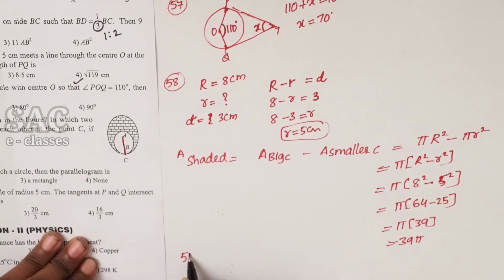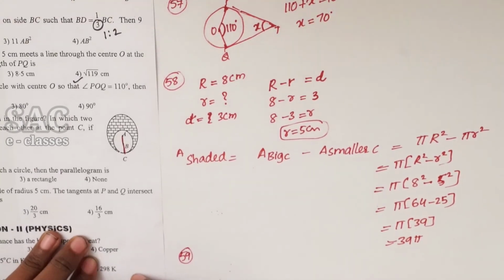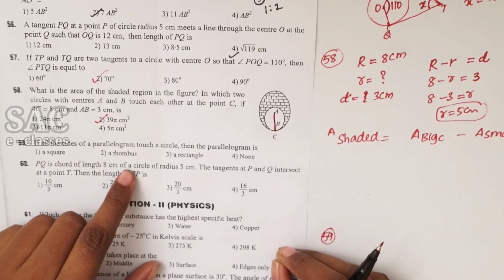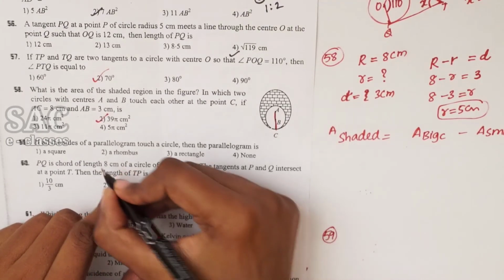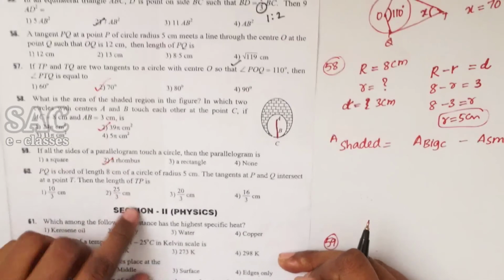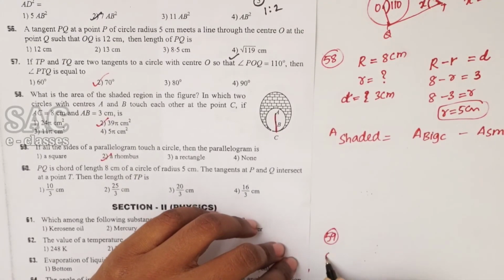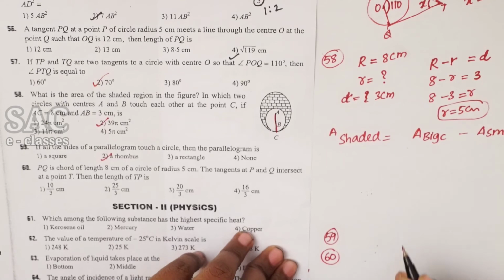Now look at problem number 59. If all the sides of a parallelogram touch a circle, then the parallelogram is a rhombus. A circumscribing parallelogram is always a rhombus. Now look at problem number 60.